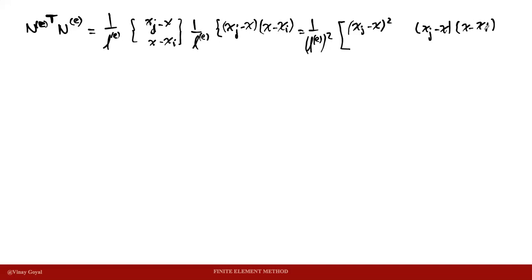So the second term is xj minus x, x minus xi. This is a symmetric term because the derivatives are balanced in the weak form. So the diagonal terms are the same. This is i, and this is j, right? xj minus x times x minus xi. And the last term is x minus xi squared.